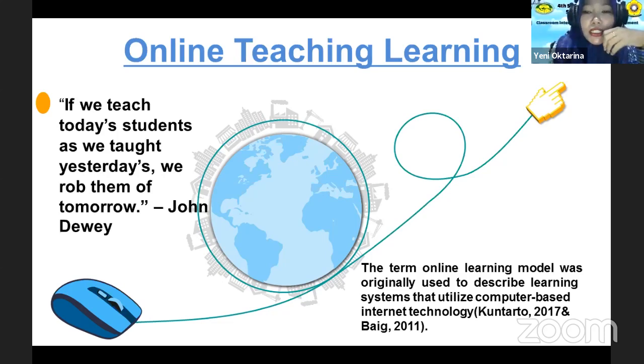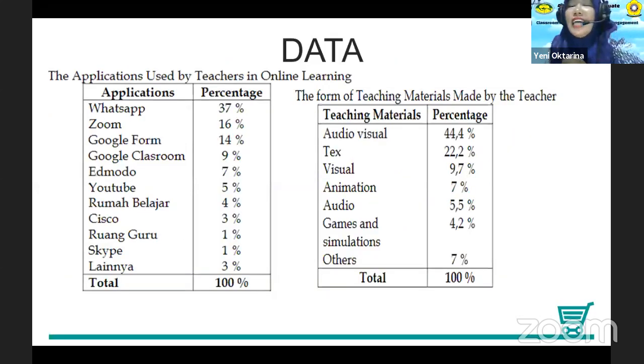And then about online teaching learning. Online teaching learning describes something related to computer-based internet technology. And then this is the data used by teachers. The most used one is WhatsApp. You can see that the application used by teachers in online learning is WhatsApp.